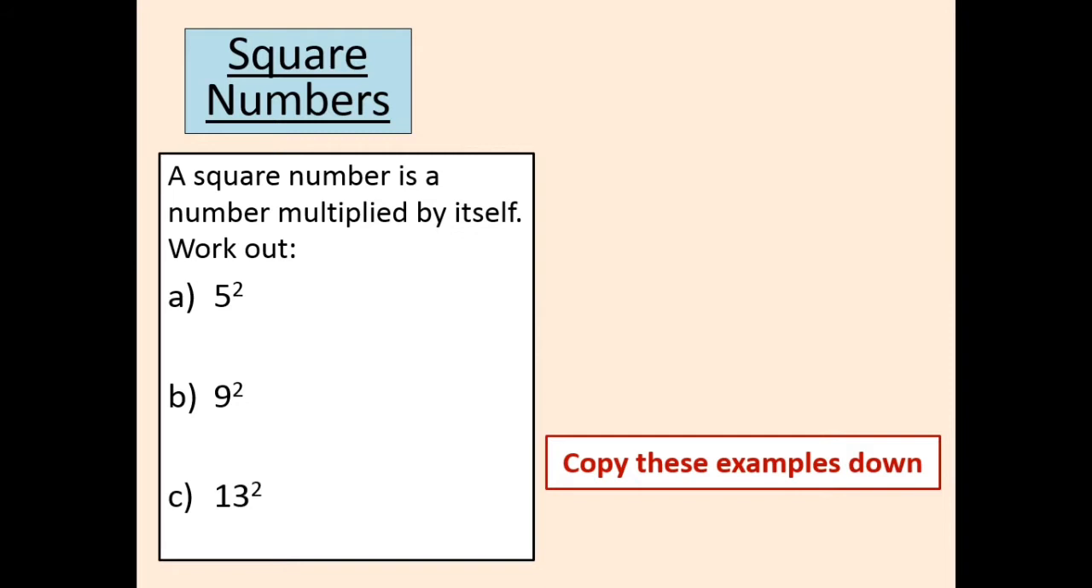Okay, 5 squared. Well, we said a square number is a number multiplied by itself. So 5 squared would be 5 times 5, which is 25. 9 squared would be 9 times 9, which is 81. And 13 squared would be 13 times 13, which is 169. Okay.